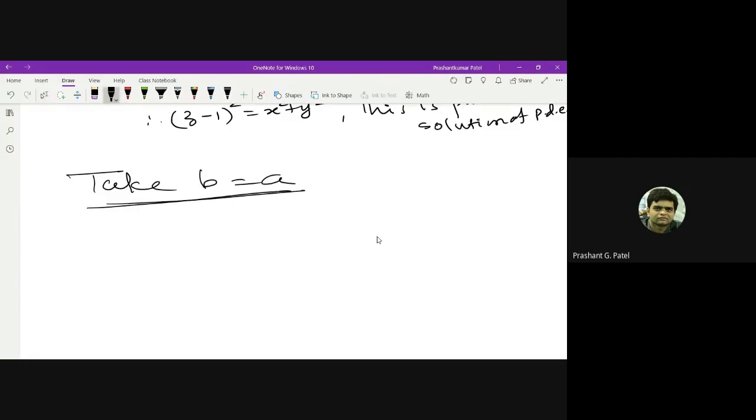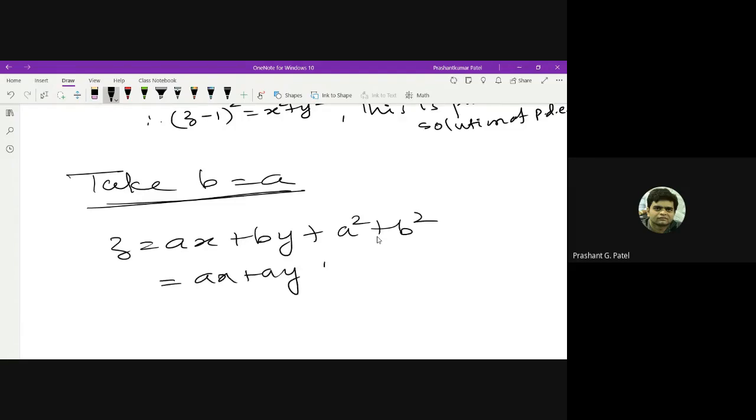If you take b equal to a, we have an equation z = ax + by + a² + b². This is our solution. If I take b equal to a, then it is z = ax + ay + 2a². This is our solution. We'll calculate what is fa. We need to eliminate a from this, setting fa equal to 0, which will give you x + y + 4a equal to 0.